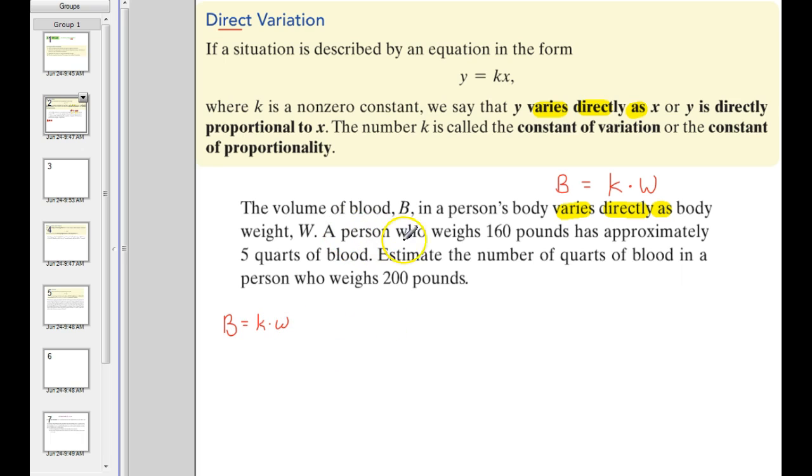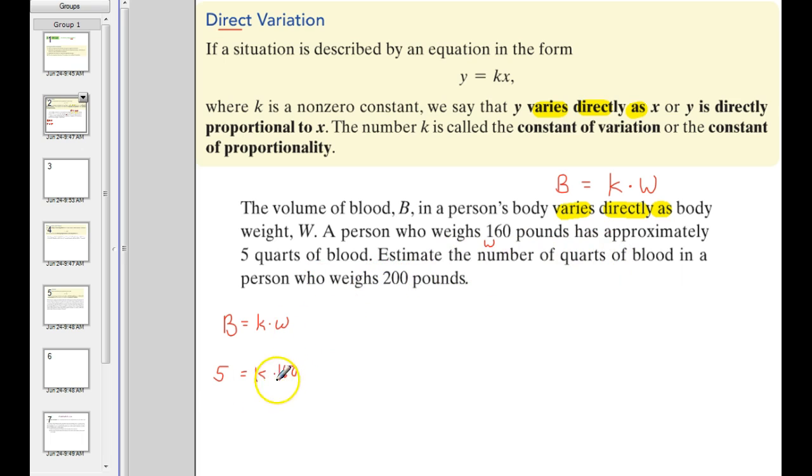And then it says a person who weighs 160 pounds. That's weight, so that's W. I'm going to change that to 160. Has approximately 5 quarts of blood. That's 5. And then it wants us to estimate the number of quarts of blood of a person who weighs 200 pounds.